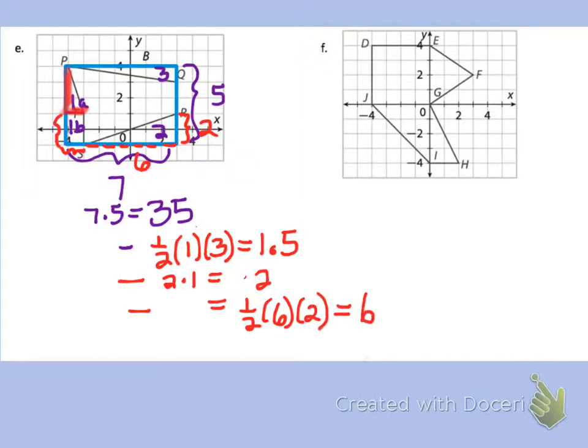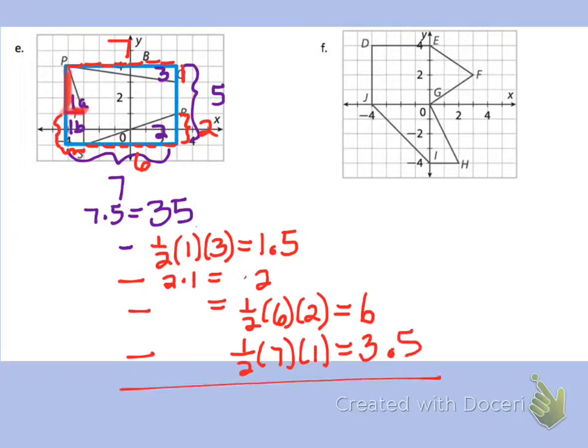And then finally, triangle 3 is 1 by 1, 2, 3, 4, 5, 6, 7. So it's a 1 height and a 7 base, or vice versa. So that final thing we're going to subtract off is 1/2 times the base times the height, which would be half times 7 times 1, which is 3.5. So if we just take 35 and subtract those off, I end up with 22 square units.